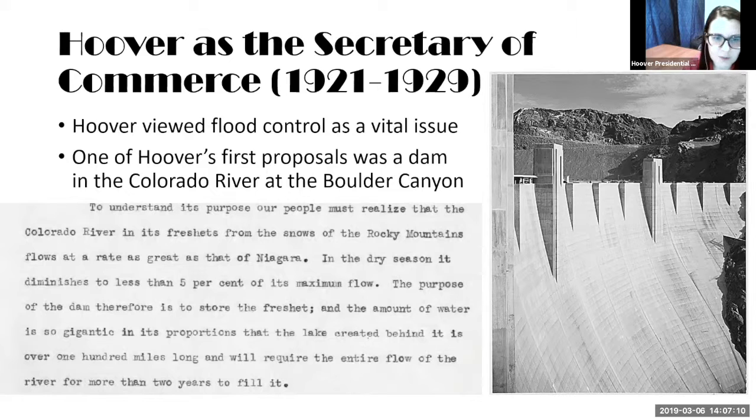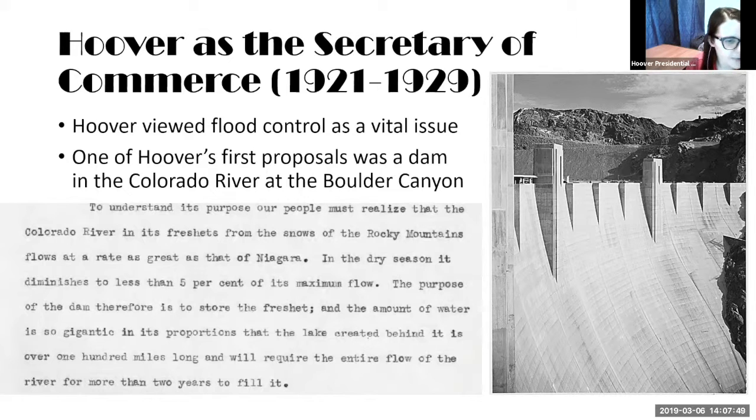So one of his first proposals was a dam on the Colorado River at the Boulder Canyon. And I should let you guys know that part of the reason Hoover was so smart about this was that he was an engineer. He was one of the first people to graduate from Stanford in California, and he had a degree in geology, and he went on to become a very successful mining engineer. Now, I have on here a snippet from one of his speeches that he gave in 1932, and we'll look at it later, but he really explains why the Boulder Dam was so important.